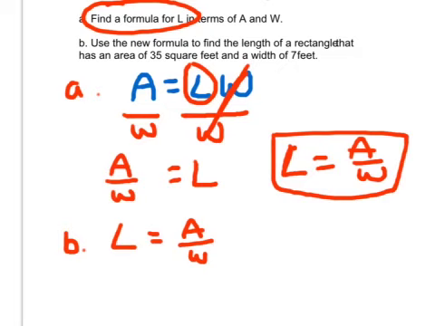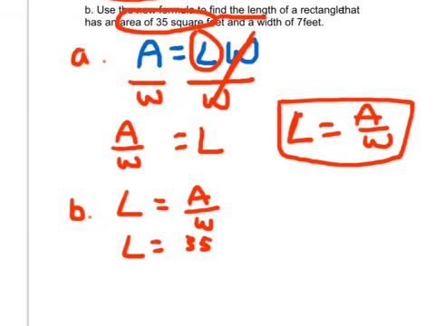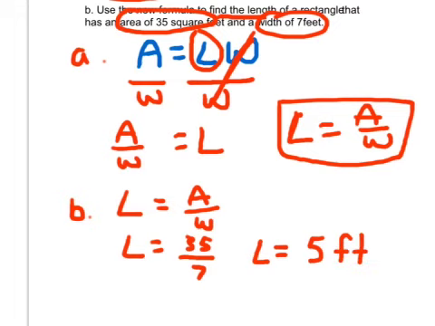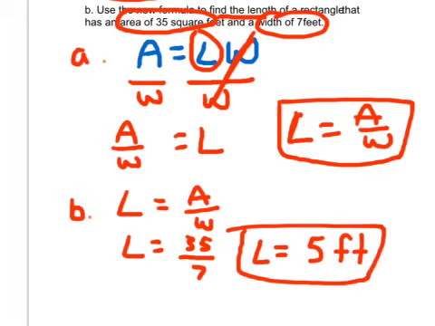Well, we're trying to find the length, it tells us to find the length. A rectangle that has an area of 35 square feet. So we know the A, that's 35. And the width of 7 feet, we know the width, that's 7. So our length equals 35 divided by 7, so my length equals 5 feet. So a rectangle with an area of 35 has a length of 5 feet. Okay, let's go on to another example.